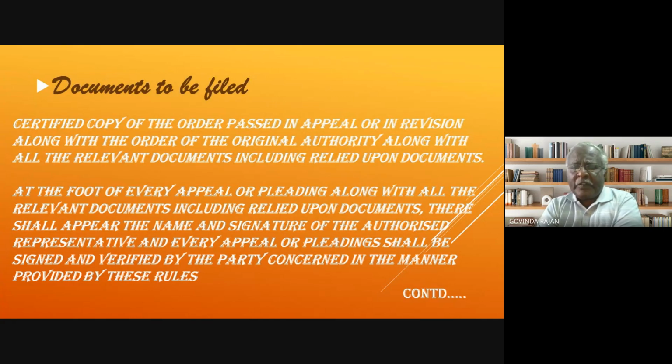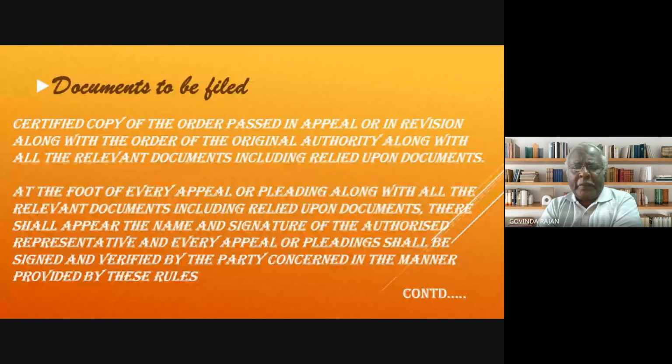The first and foremost important document is the certified copy of the order passed by the appellate authority or revisional authority, along with the order of the original authority, with the relevant documents, including relied upon documents. What are the relied upon documents? With the help of the documents, the appellant will prove his grounds of appeal.